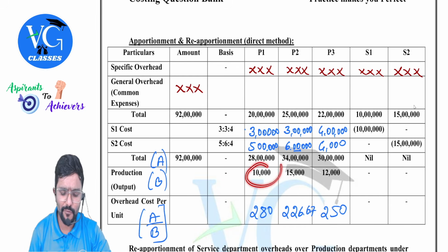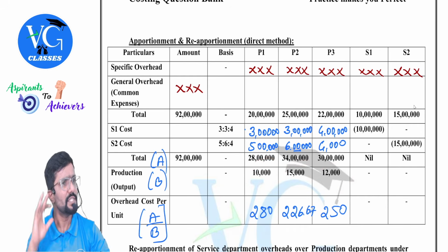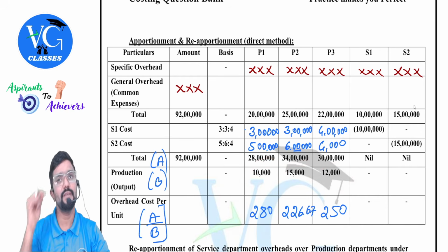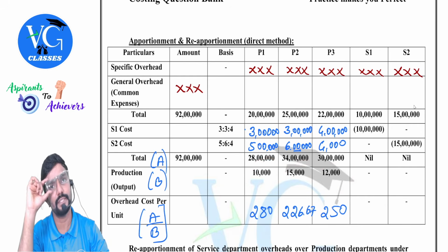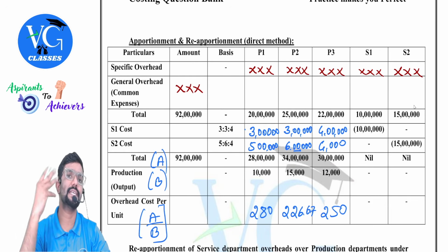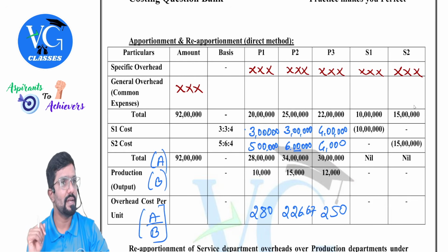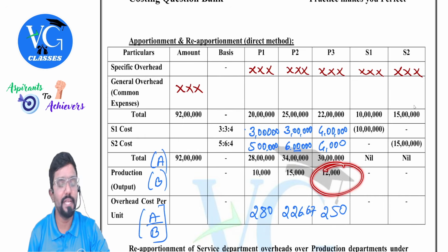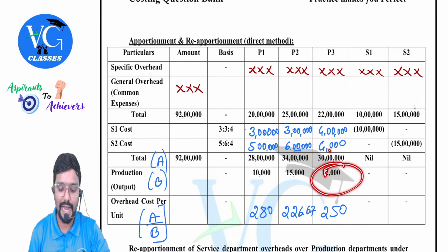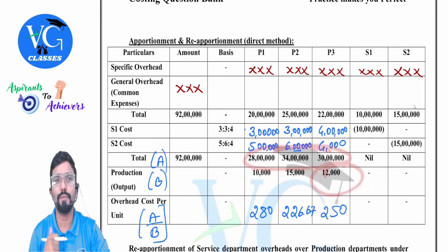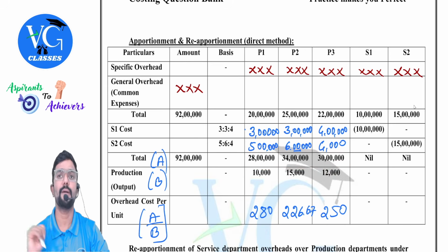Means for each department, we have a separate rate. Why is that? Because each of them is producing the output, sir. In that case, can we have a separate rate for each department? Yes. Whereas in the second case, it was not like that. The final output is there only in P3, sir. So in that case, we will add up all the overhead cost and divide it by the output. We will get one rate for the company as a whole.